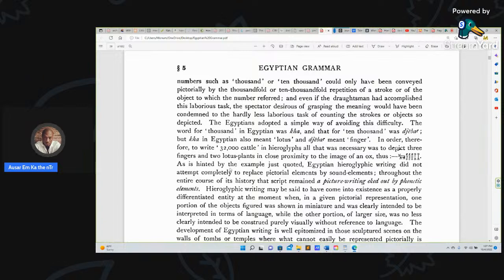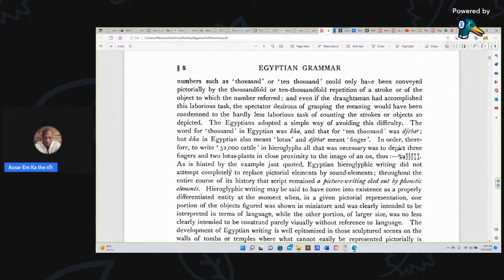As is hinted by the example just quoted, Egyptian hieroglyphic writing did not attempt completely to replace pictorial elements by sound elements throughout the entire course of its history. That script remained picture writing eked out by phonetic elements.